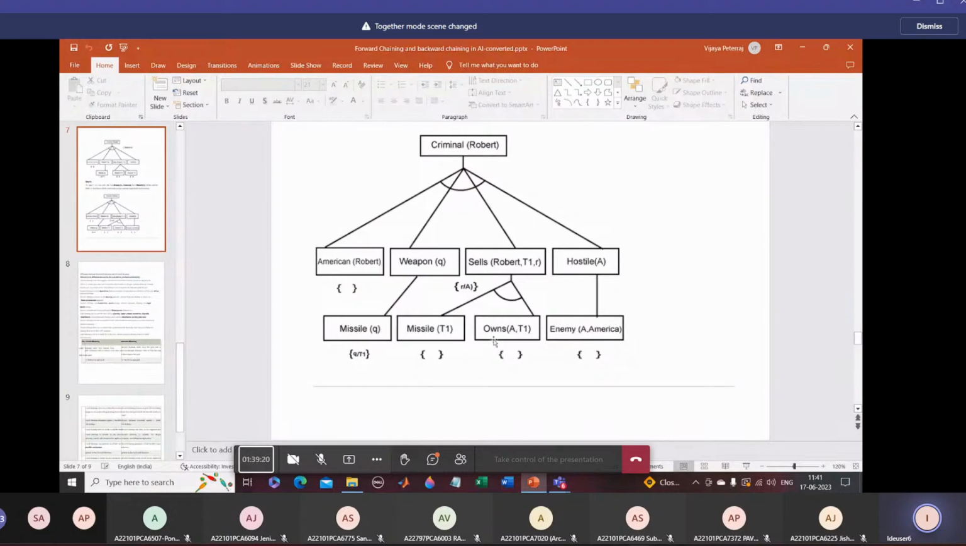A க்கு வந்து they have the weapons. T1 is the weapons. அப்போ இந்த weapons எப்படி இந்த A க்கு கிடைச்சது? Robert has sold it. So ராபர்ட் வந்து அமெரிக்கன். இது ரெண்டும் பார்க்கும்போது it is a crime in America to sell weapons to the enemy country. Okay, so he is a criminal.